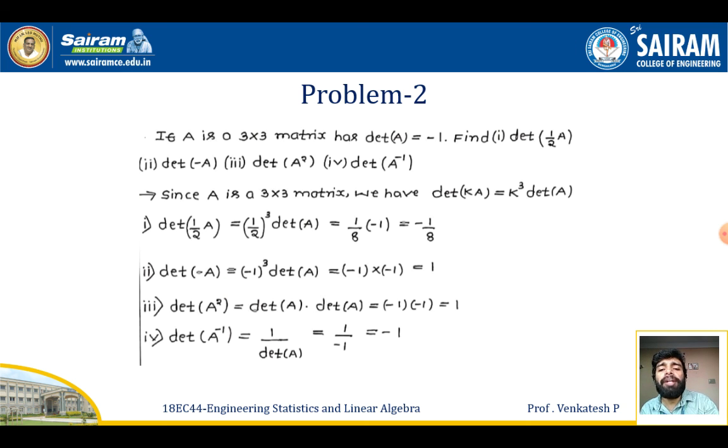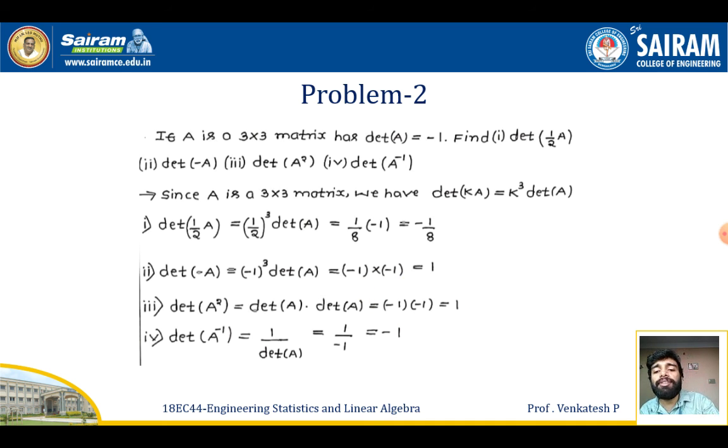It is given by determinant of A into determinant of A. The property I'm using here is that the determinant of AB will be equal to determinant of A into determinant of B. Since I know both the values, that is minus 1 into minus 1, on simplifying this, I'll have the answer 1.